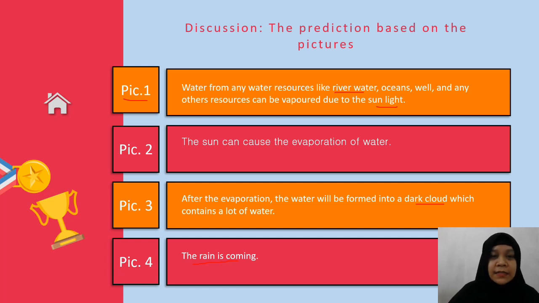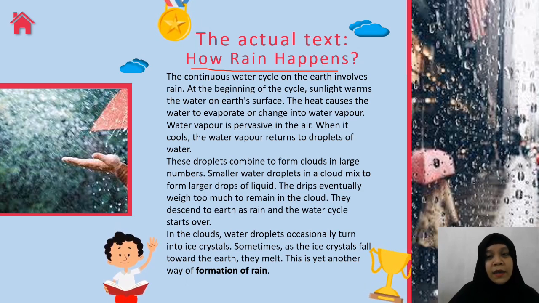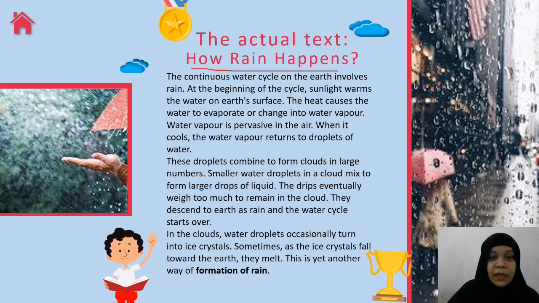Okay, so after taking notes just like this, you may go into, yes, this complete text or this actual text, How Rain Happens. I give this as a title, and I believe that you did it this way, maybe a little bit different, but that's okay. Okay, and then we read this together.